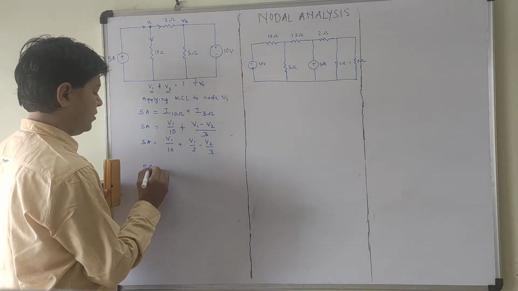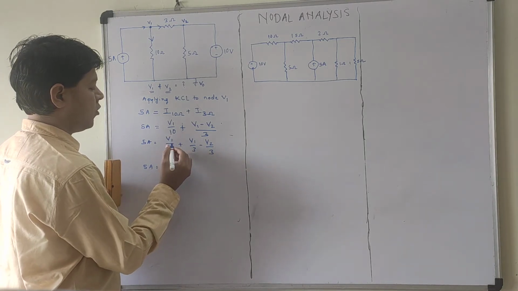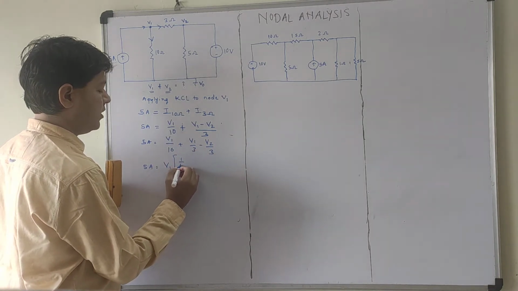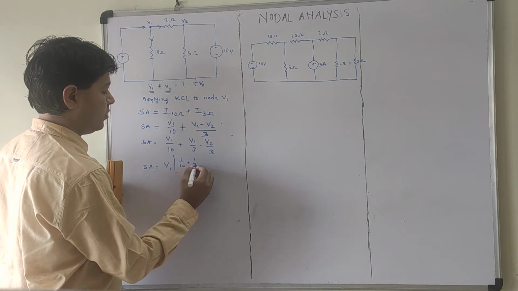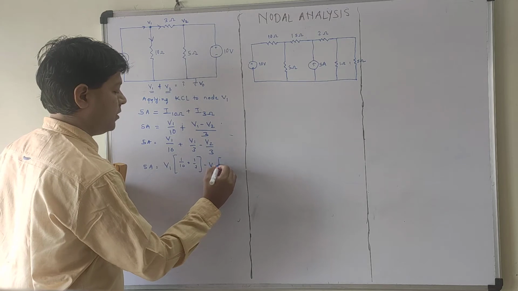So 5 ampere is equal to V1, I am taking common from this and this. So this is 1 upon 10 plus 1 upon 3. Minus V2, I am taking common.